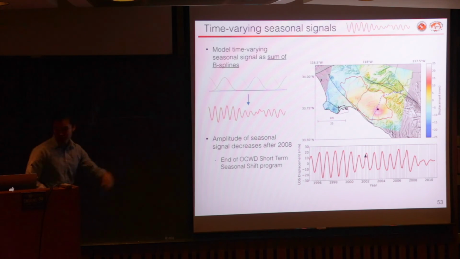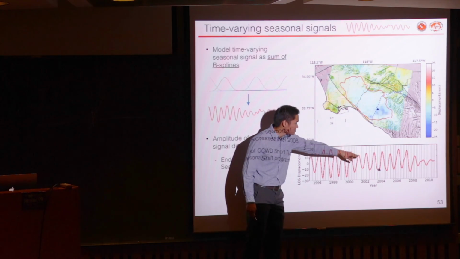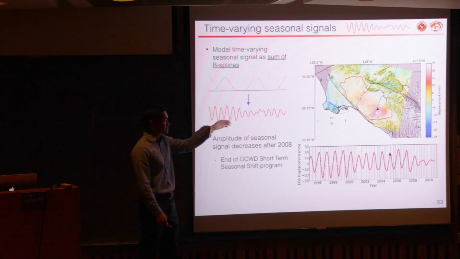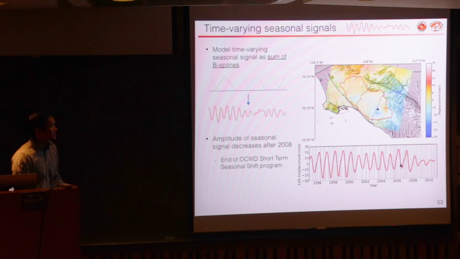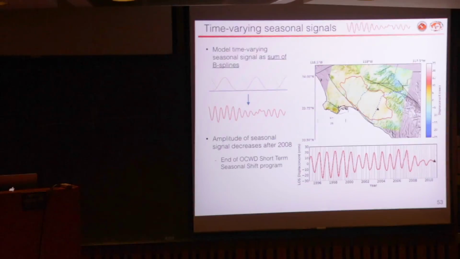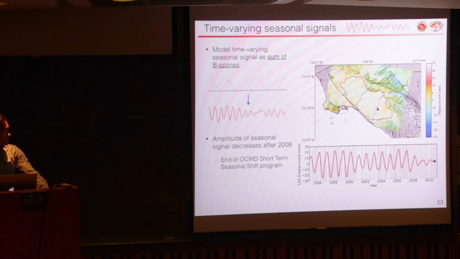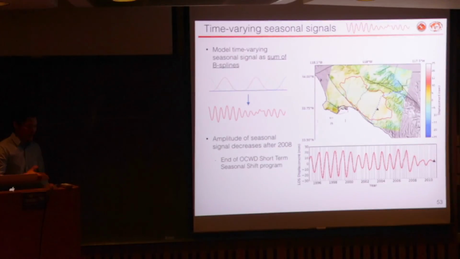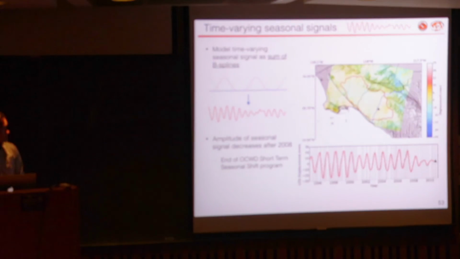If you look at a point here in the Santa Ana Basin and its time series, you can see that before 2008 it has this nice up and down seasonal motion that we saw before. But right when 2008 hits, the up and down motion almost disappears completely. So it's quite remarkable to show that these groundwater management practices by Orange County and the WRD are reflected very well in these time series. It just goes to show you how much of an effect groundwater management has on ground deformation.